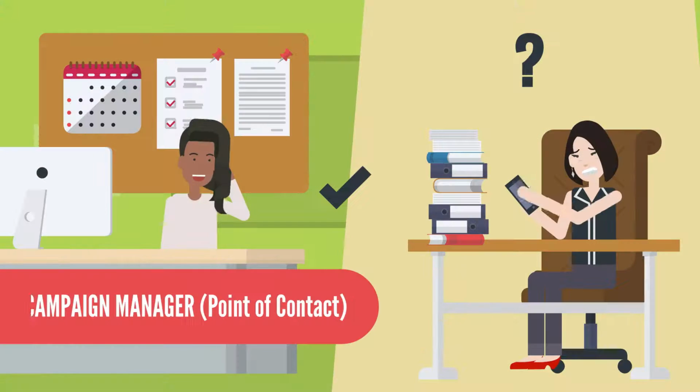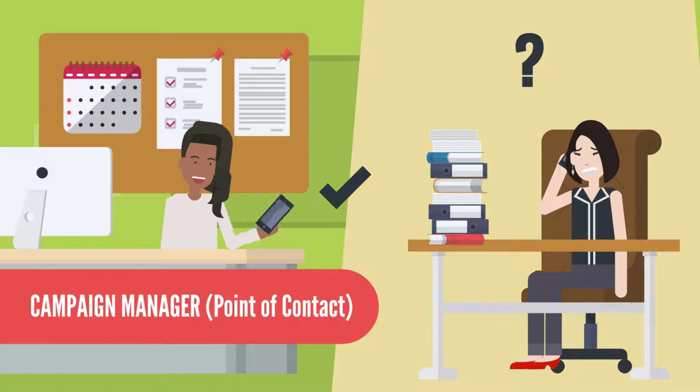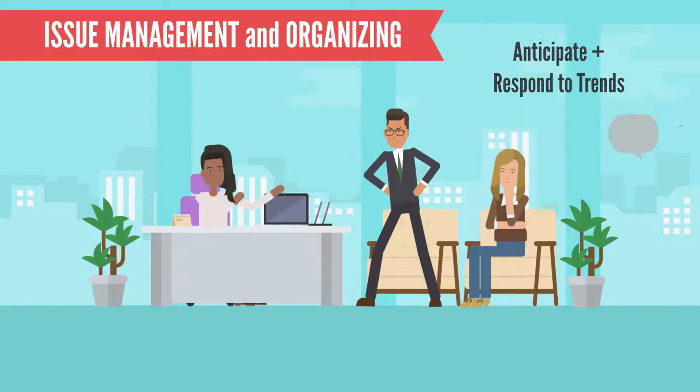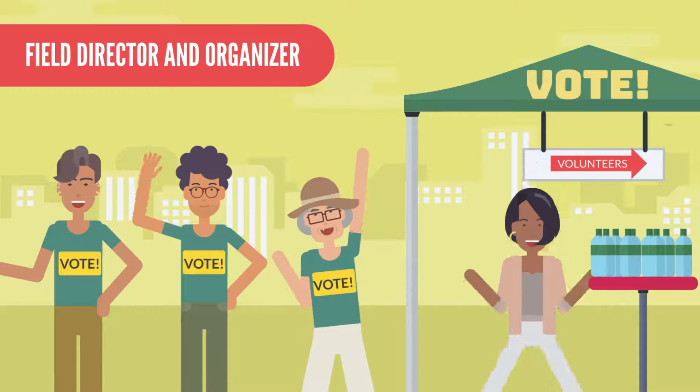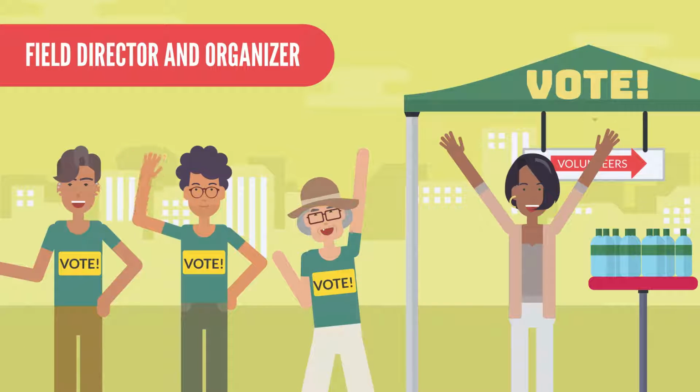Your campaign manager holds everyone accountable to important goals by pulling all the pieces together that create a campaign plan. Your field director and organizer interact with your voters by recruiting volunteers and using voter contact methods to see who is going to vote for you.